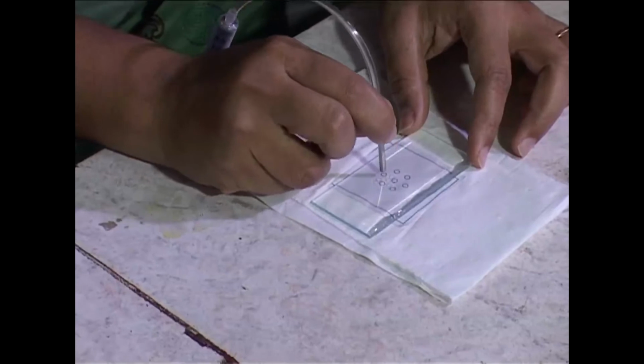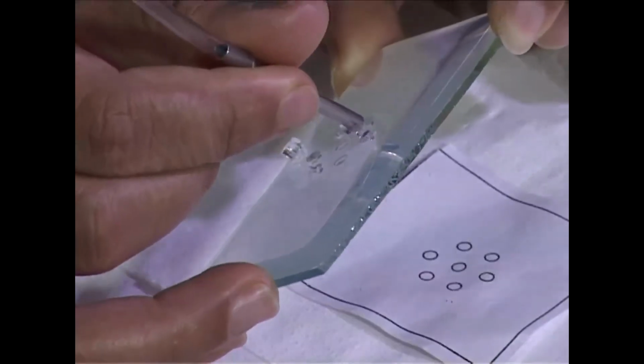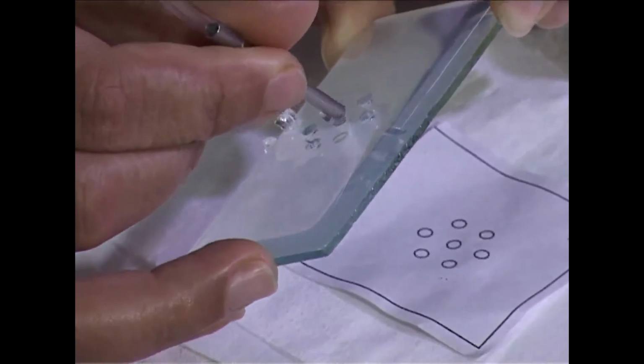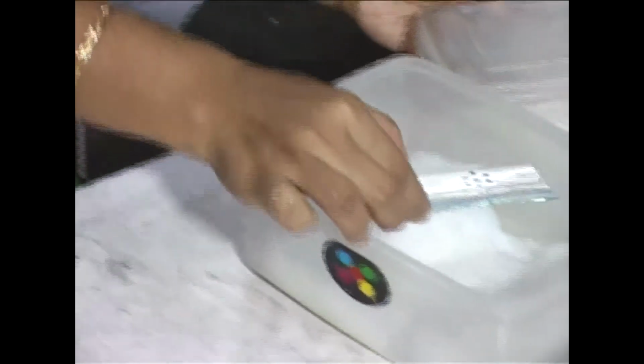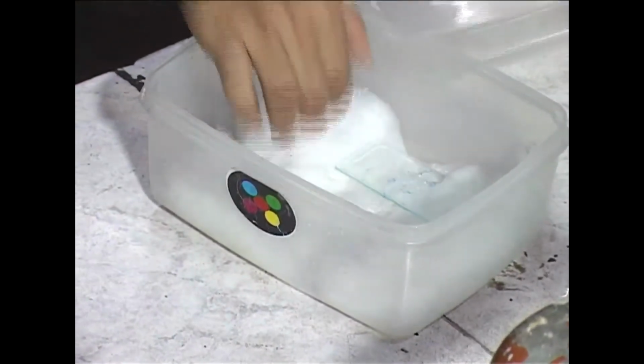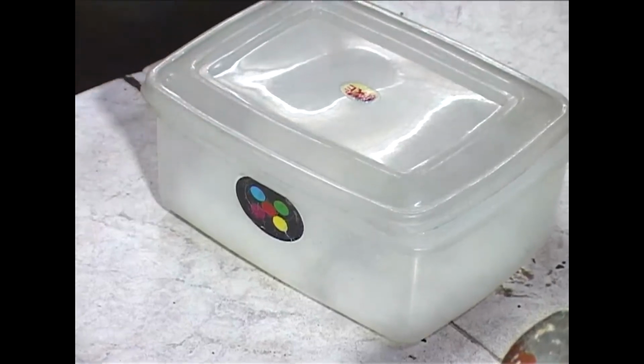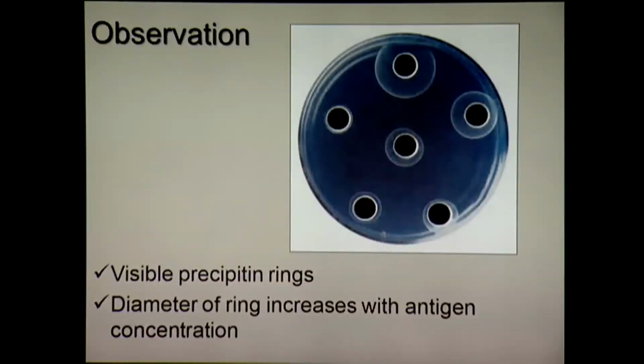After solidification, we will make wells on the gel matrix, and then we will add antigen inside the well, and then we will keep it in a moist chamber overnight. If we don't keep it inside a moist chamber, it will dry up. Now we have to observe the results. We can see visible precipitin rings if the sample had a specific antigen for the antibody which is present in the agarose.